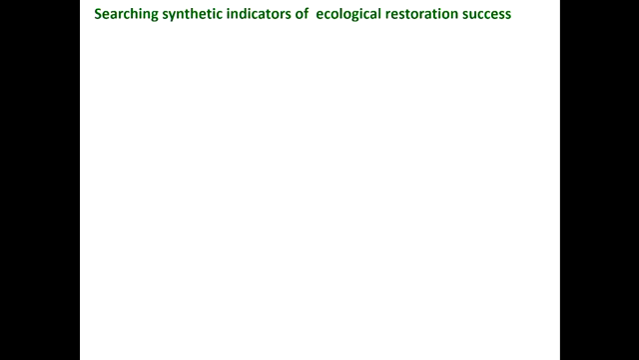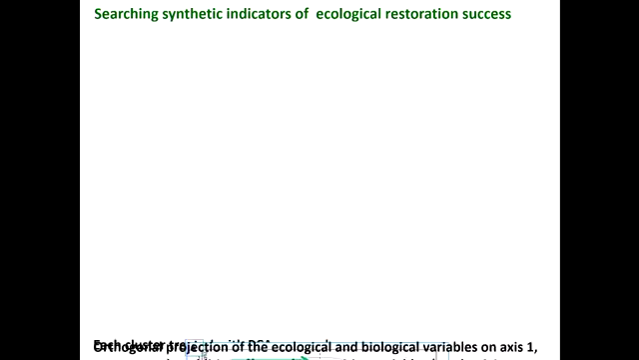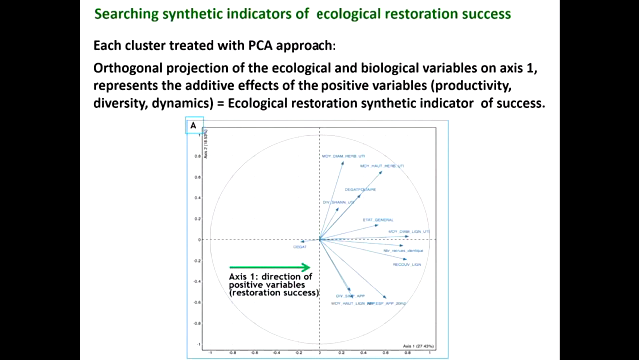Now searching for synthetic indicators of ecological restoration success, we performed PCA for each cluster, and we can see here that all of the ecological and biological variables are oriented towards the positive direction of axis 1, so that the orthogonal projection of all these parameters and their addition could be a good evaluation of the productivity, diversity, and dynamic of the system, so they could represent an ecological restoration synthetic indicator of success.